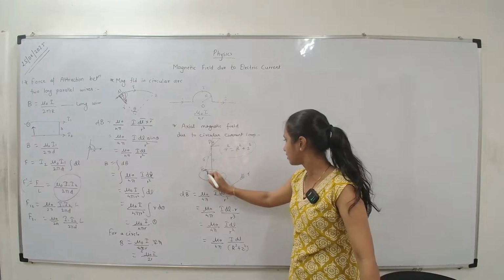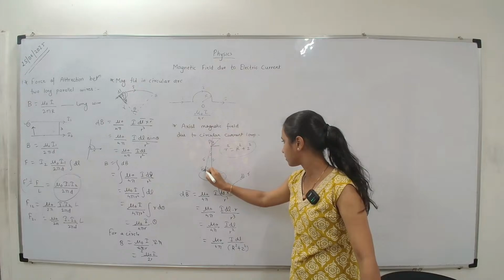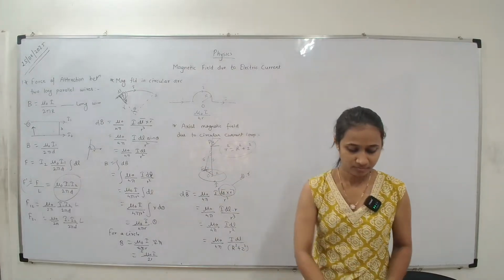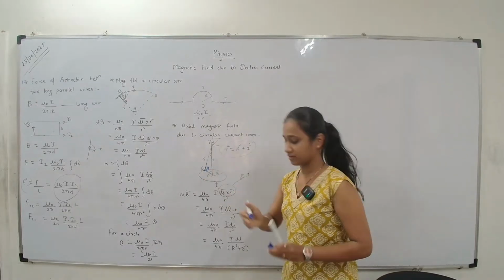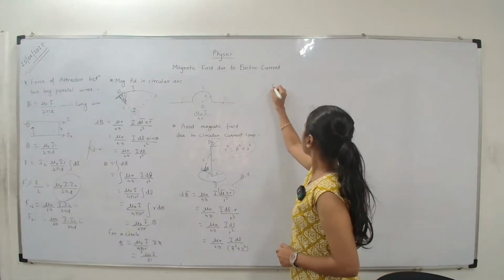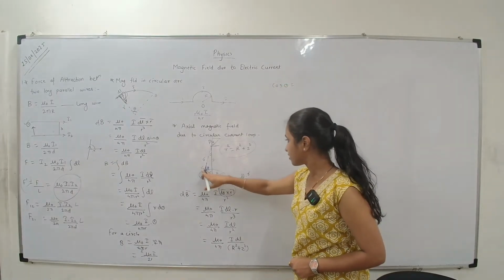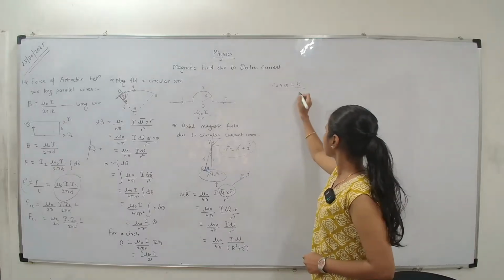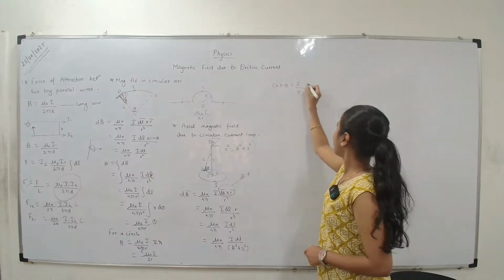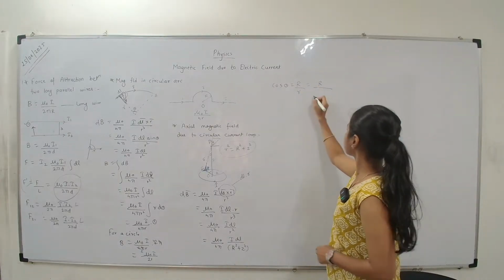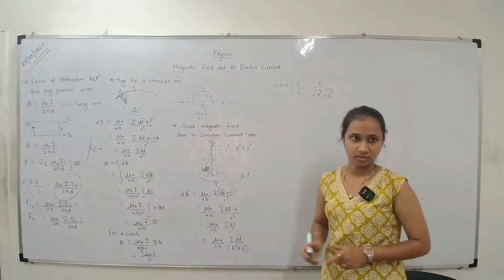No, if this is theta, this is dl, dl and r. Theta is between dl and r. Now tell, cos theta is equal to adjacent, which is this capital R, divided by hypotenuse, which is small r. So cos theta is equal to R divided by small r, that is R upon square root of r square plus z square.